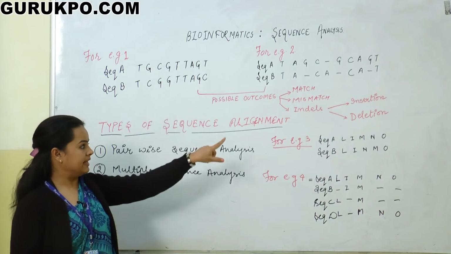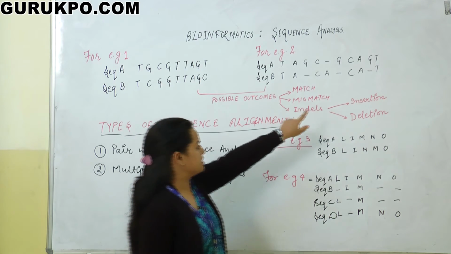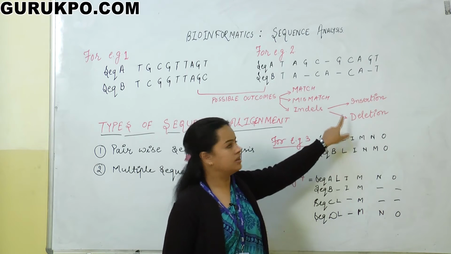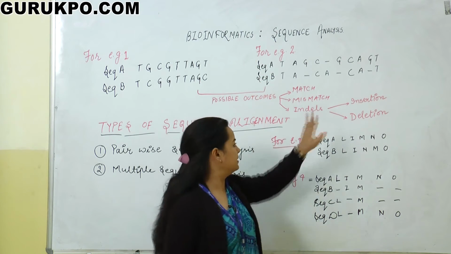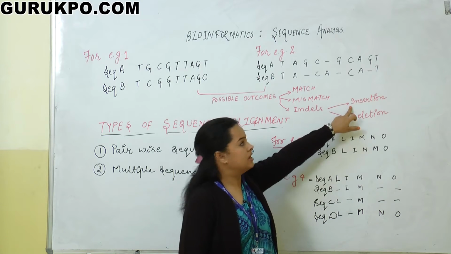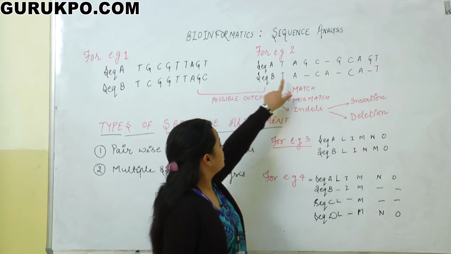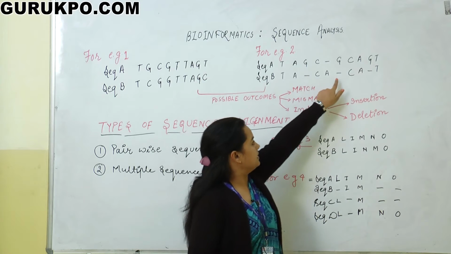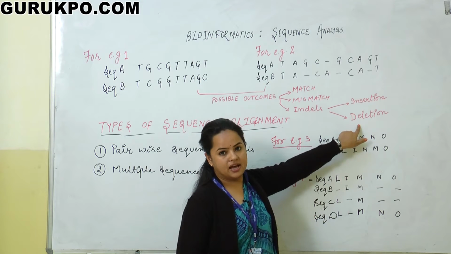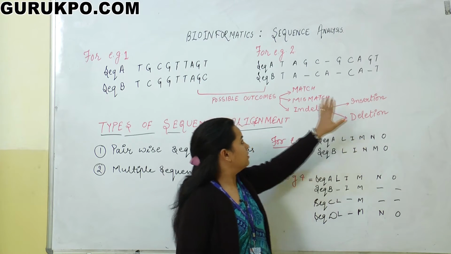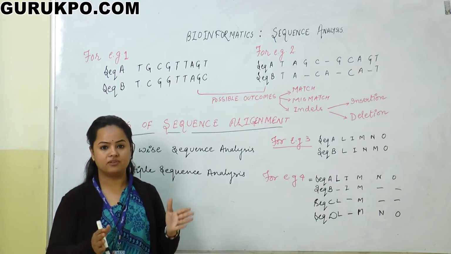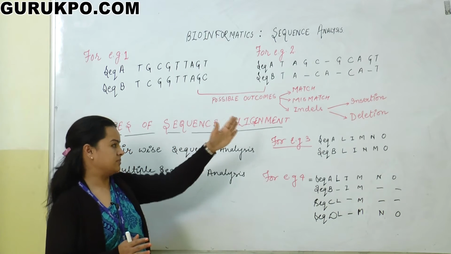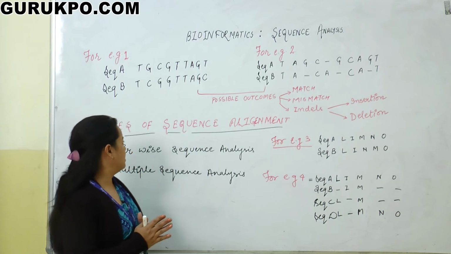And what are the indels? Indels are basically insertion and deletion. Whenever there is a gap in sequence A, this is referred to as an insertion. But where there is a gap in sequence B, like this and this, these are referred to as deletions. Therefore, whenever we match sequences manually, we have three possible outcomes.